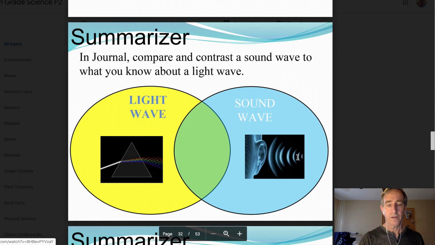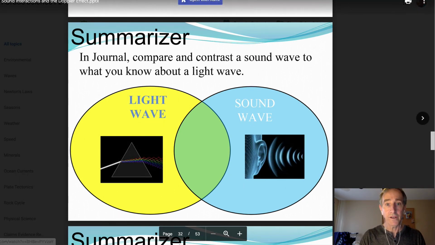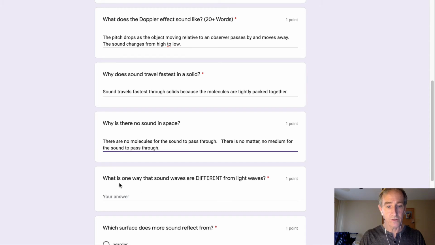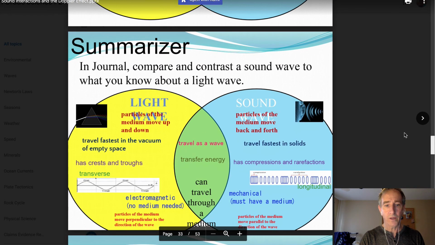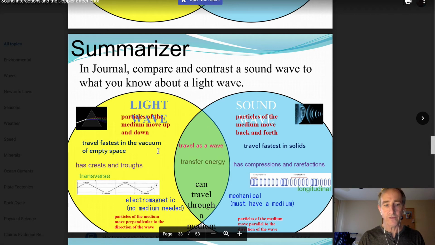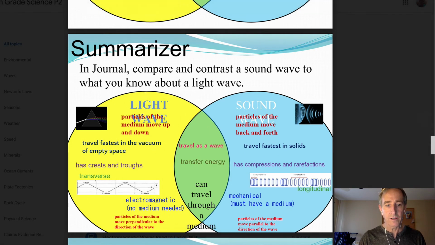Summarizer. We're going to compare and contrast a sound wave to what you know about light waves. This looks like it's going to answer the question, one way that sound waves are different from light waves. In sound, the particles of a medium move back and forth. And in light, the particles of a medium move up and down. So that's one way. We could use that one.